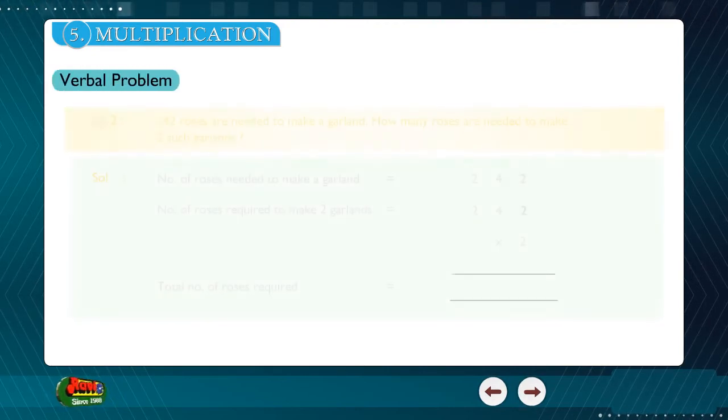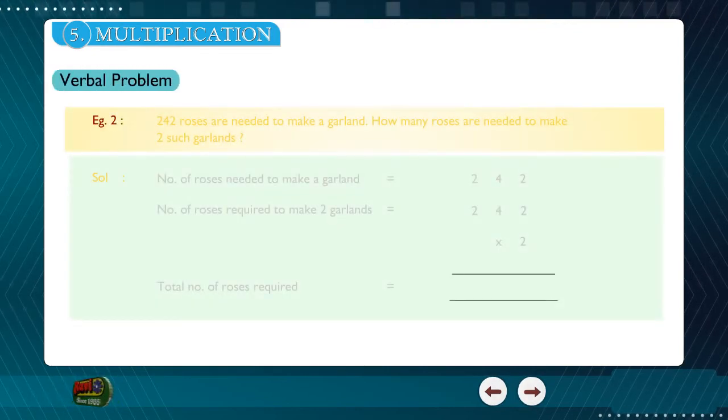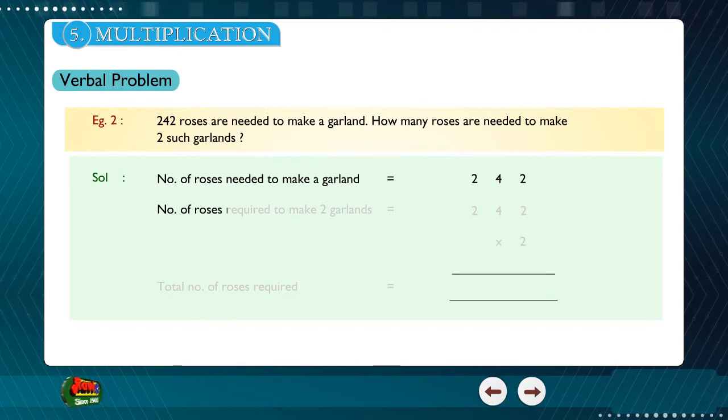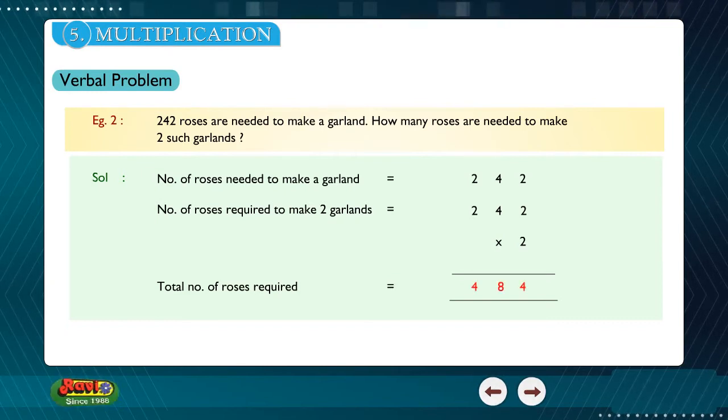Verbal problem. Example 2. 242 roses are needed to make a garland. How many roses are needed to make 2 such garlands? Solution. Number of roses needed to make a garland: 242. Number of roses required to make 2 garlands: 242 into 2. Total number of roses required: 484.